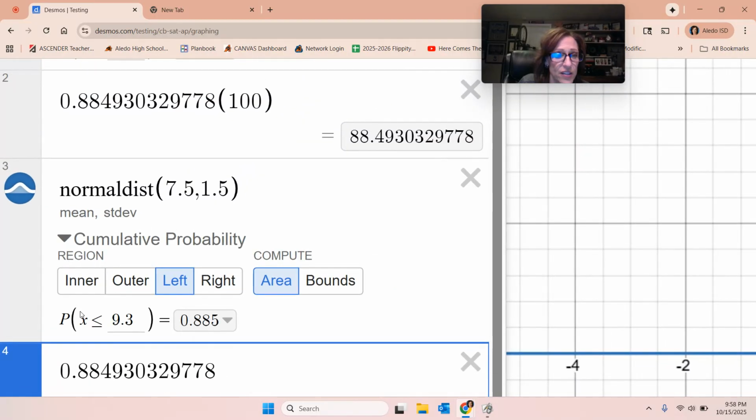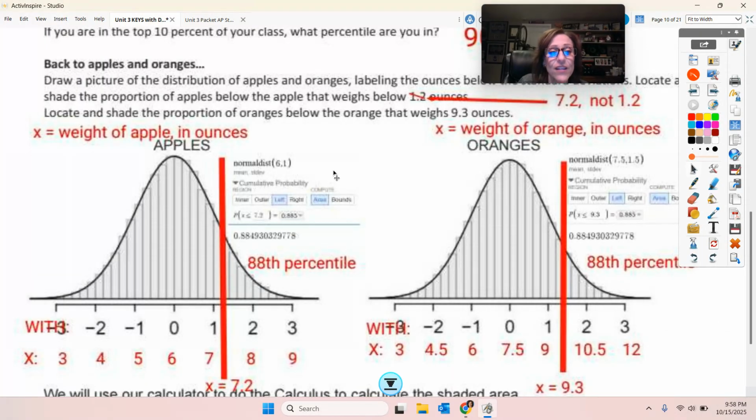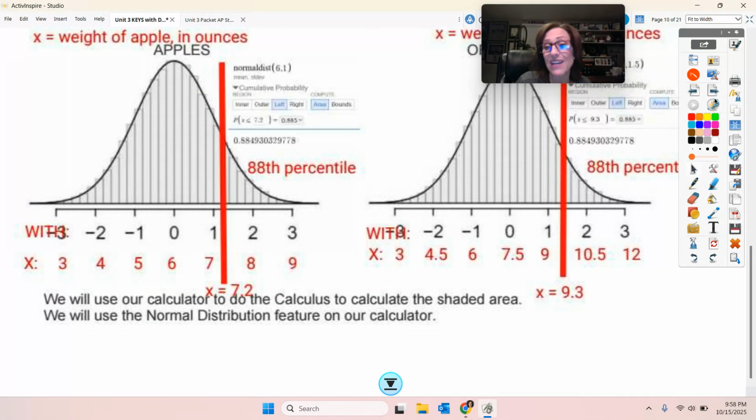Look at those 2 values. They are identical. So the interesting thing is, even though those fruits weigh totally different amounts, 7.2 ounce apple, 9.3 ounce orange, they are actually the same size relative to their own type of fruit. They are both in the 88th percentile of their type of fruit, okay? So not one of them is more remarkable than the other. All right, because remarkable will be like more amazing, more outstanding, farther away from the mean.